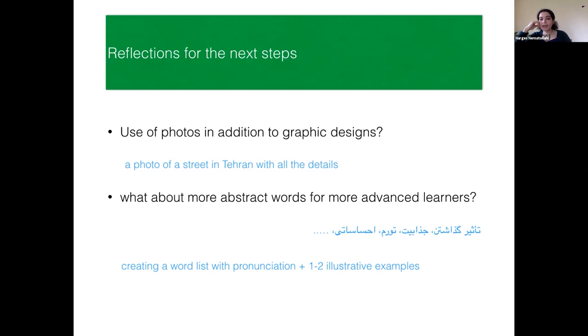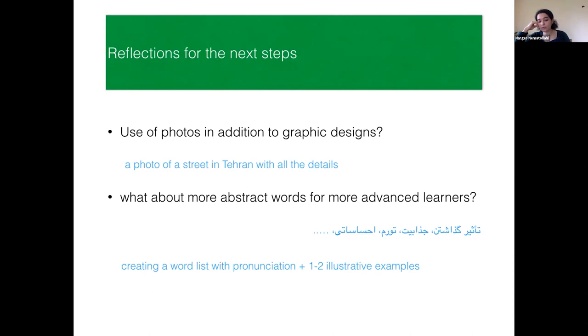Another challenge for the continuation of this project is, what about more abstract words? For more advanced learners, we have lots of abstract words. I just randomly put some of them in this slide. For example, ta'asir gozashtan, to influence, or jazabiyat, attraction, tavarrum, inflation, or ehsasati, emotional. It's difficult or almost impossible to show them through images, but still it's something that our intermediate or advanced learners need, and they still don't know how to pronounce these words, or they have problems pronouncing these words, and also to see them in good illustrative examples.